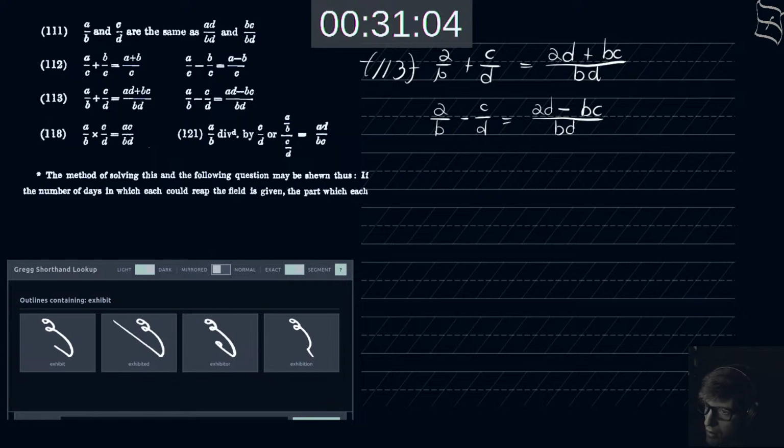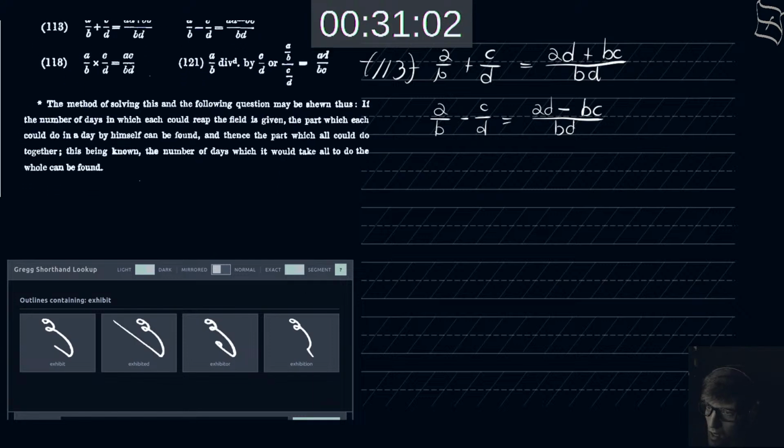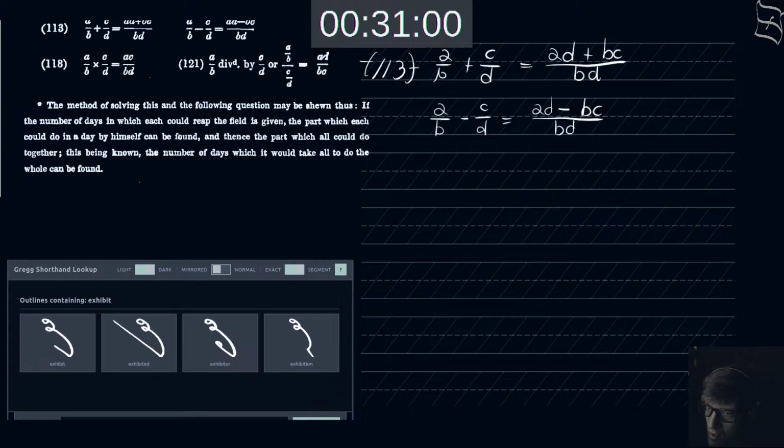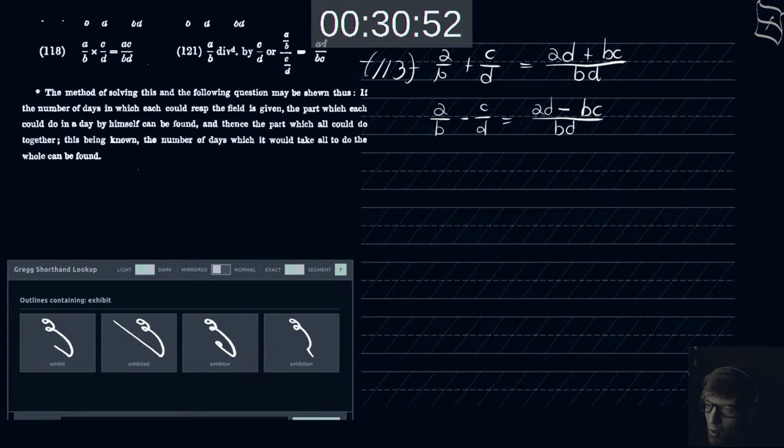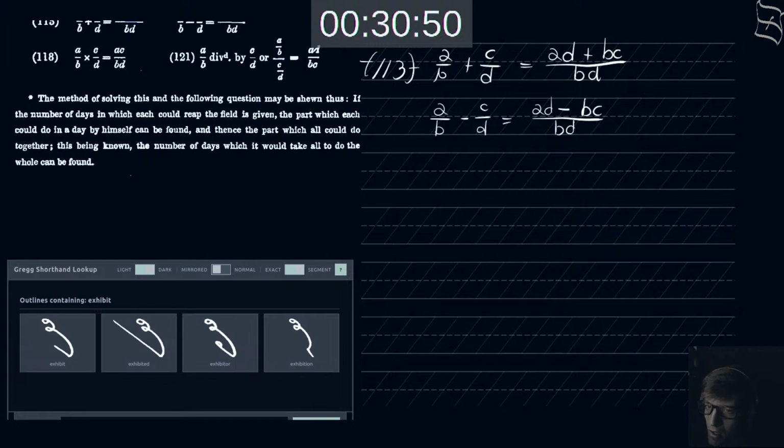All right, the final one is... Dun, dun, dun, dun. Oh, that's nice. He gives the little example of how to find the method of solving, if the number of days in which each could reap the field is given, yeah. Okay, sorry, I got a little sidetracked.